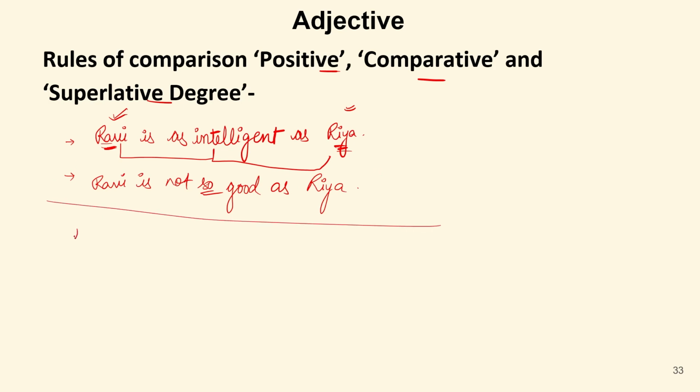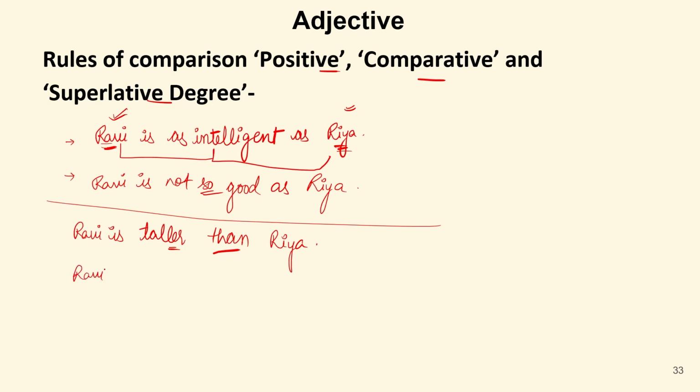Now if I write another example, Ravi is taller than Ria. So here I have used the word than, and than is used to compare two persons with each other. So here I have written taller. This is called comparative degree of adjective.